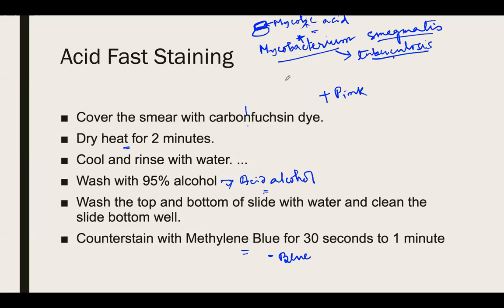So they have a thin cell wall. They are actually gram-positive bacteria, but they have mycolic acid. So that's why this group of bacteria is called acid-fast bacteria. And to stain this group of bacteria, gram stain does not work. So that's the reason we use acid-fast stain.